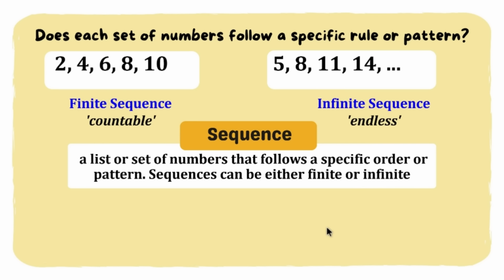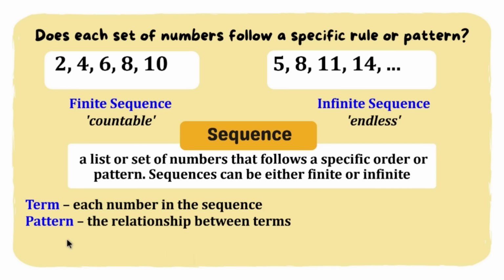Okay, next, aside from infinite and finite sequences, there are also other terms or words that are related to our topic sequence. Okay, let's have the first word, which is term. Term is what we call the numbers in the sequence, each number in the sequence. So we have here 2, 4, 6, 8, 10. Ito na po yung mga terms natin. Ganun din po dito. We have 5, 8, 11, and 14.